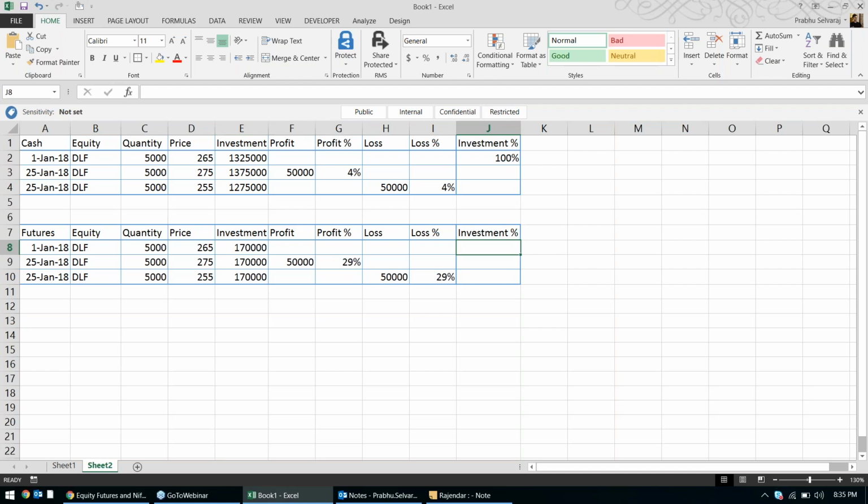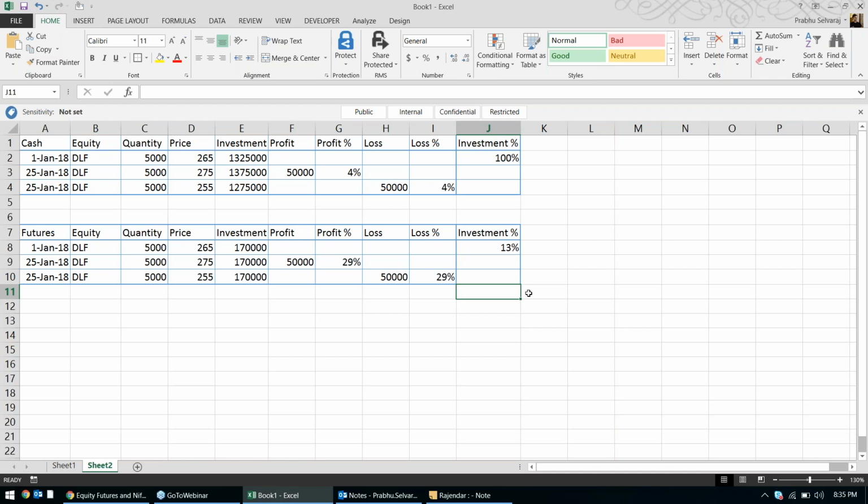Here I invested 100% of my capital. Here I'm investing only 12% of my capital, to make the same amount of profit which I'm able to make in the cash market. So this is the difference between the cash market and the futures market. If you are able to predict the right move, you can double your money in no time.